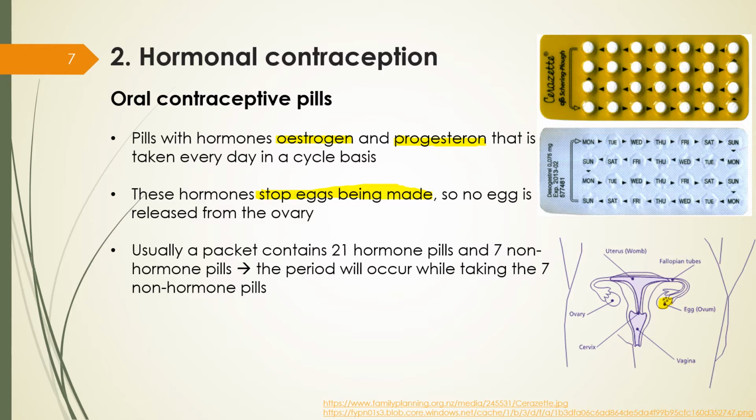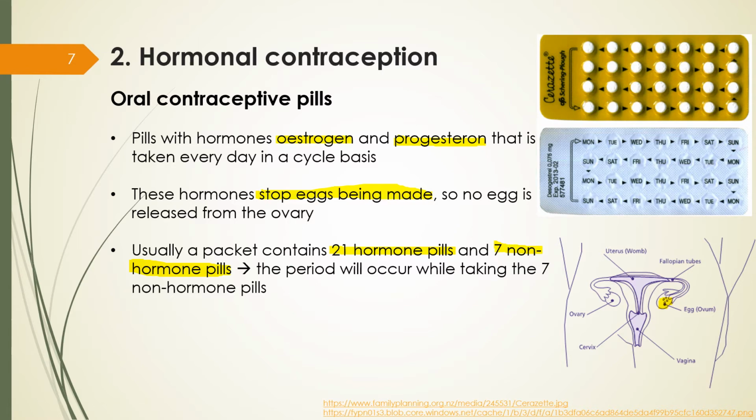This packet of pills usually contains 21 hormone pills that contain the hormone, and 7 no-hormone pills. The period where you take the no-hormone pills is the time when your period occurs, when you get menstruated. And then after the 7 days, you start a new packet again with the 21 pills that contain the hormones. But if you don't take the 7 no-hormone pills, it's not a big deal.